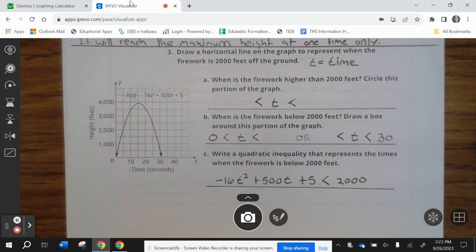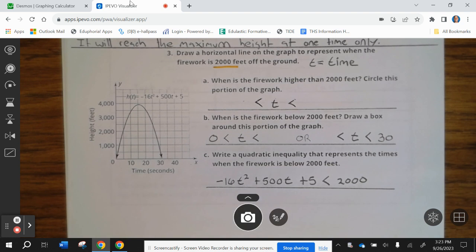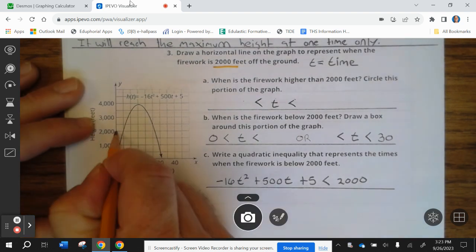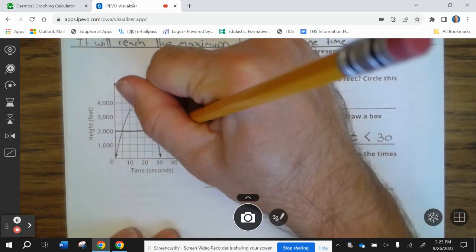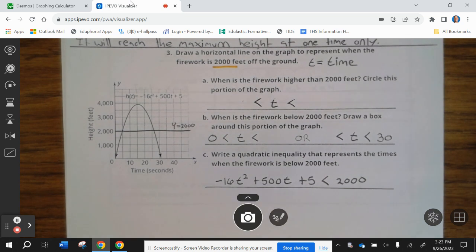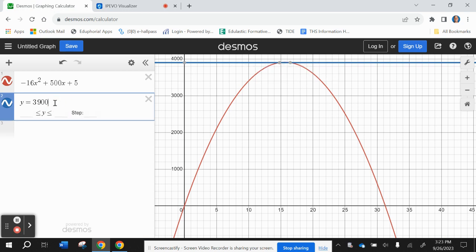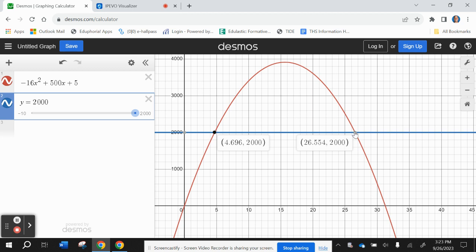Draw a horizontal line on the graph to represent when the firework is 2,000 feet off the ground. Okay, that's going to be y equals 2,000. When is the firework higher than 2,000 feet? So we change this value to 2,000. And then we have 4.7 and 26.6.